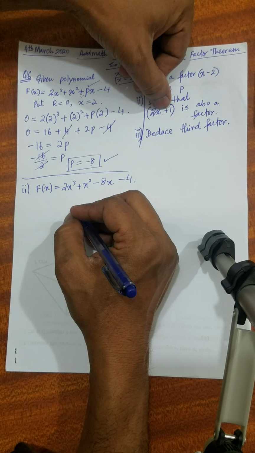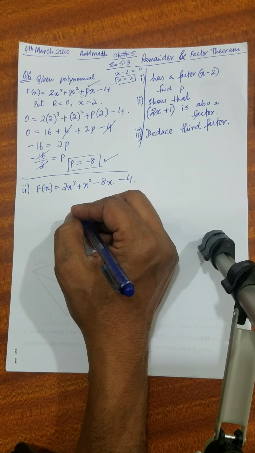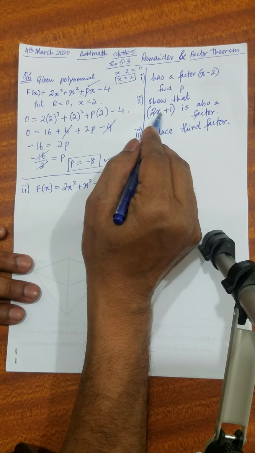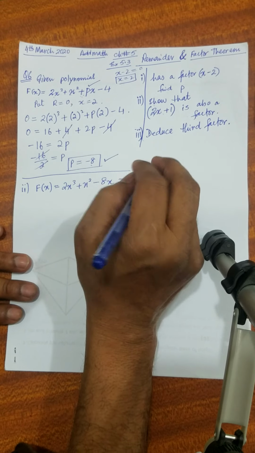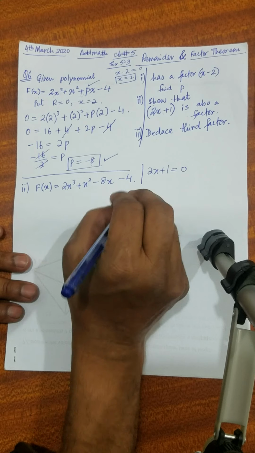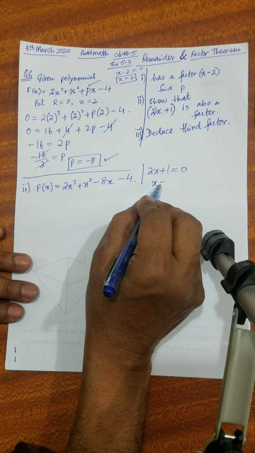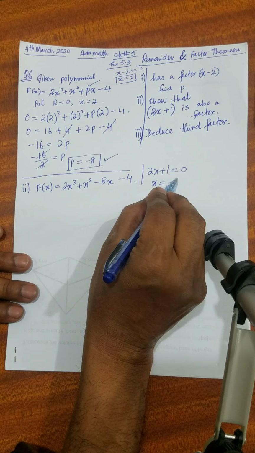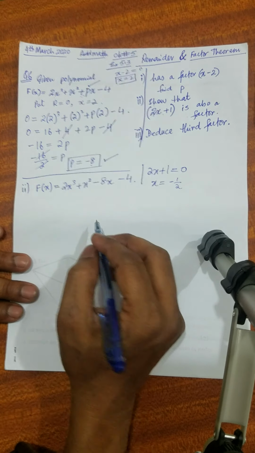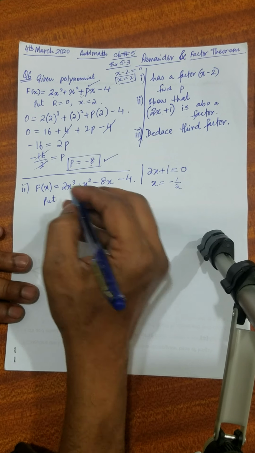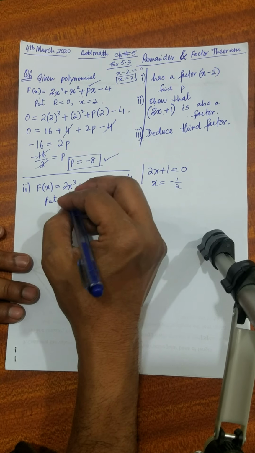Now we need to prove that 2x plus 1 is also a factor of the same polynomial. So if it is a factor, we know that we will come up with the remainder 0, right? So it means that 2x plus 1 is the divisor. We can find out the value of x from this. 2x plus 1 is equal to 0, and plus 1 moves there, becomes -1, cross multiply 2 downwards, so we have a value of x as -half. We will put this value and check whether we get 0 as remainder or not.